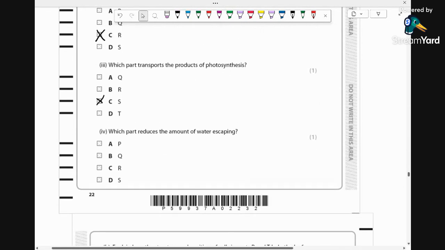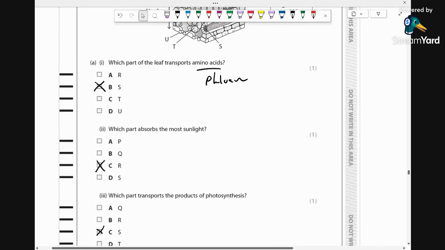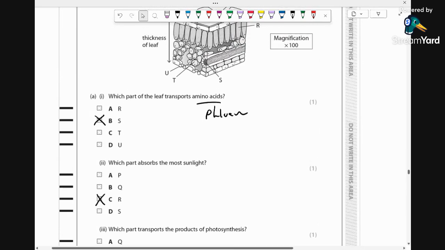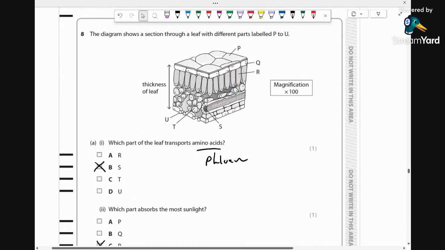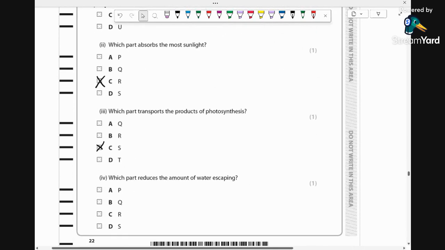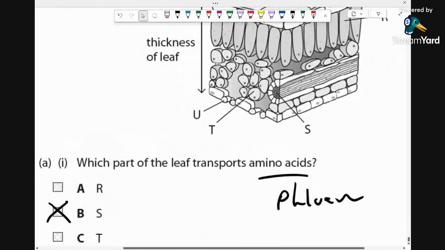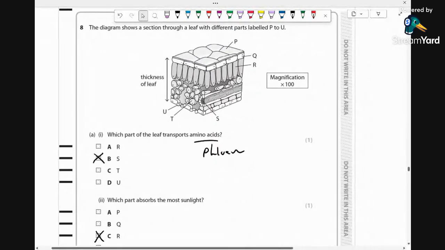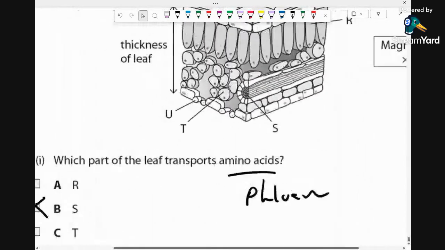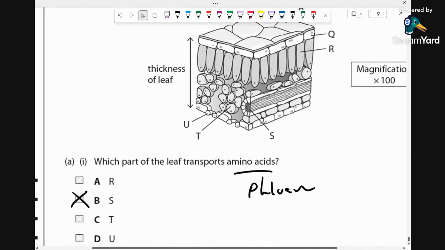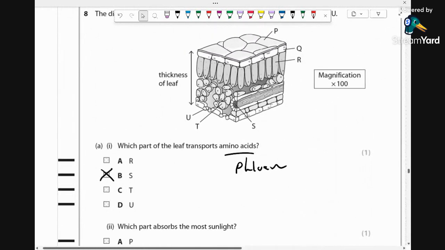Which part reduces the amount of water escaping? So this is, of course, the stomata. So what options have we got? P, Q, R, S. Ooh. So, okay, so it's not pointing to the stomata. There's nothing labeling the stomata. Oh, sorry, reduces water loss.